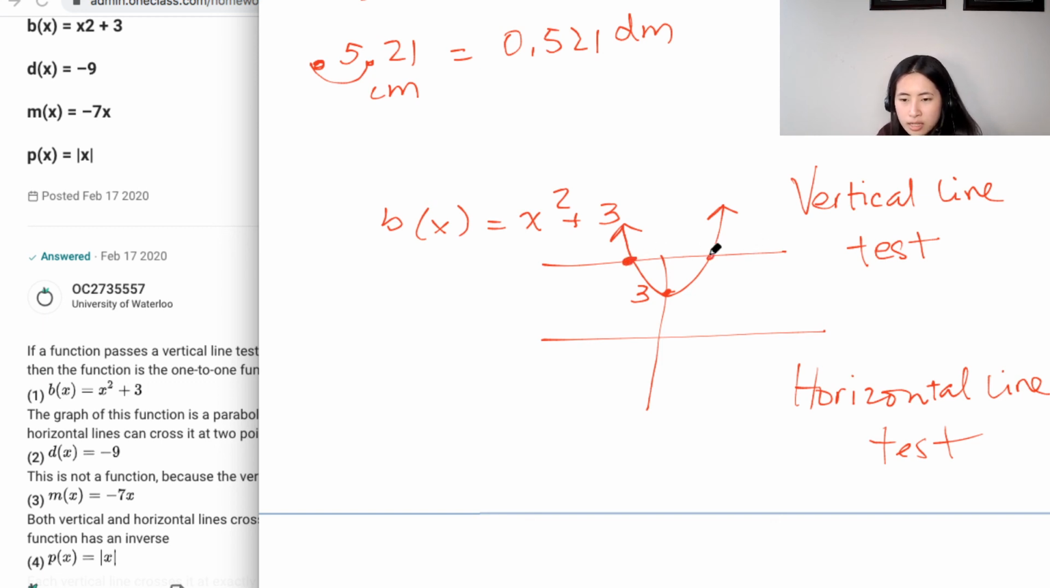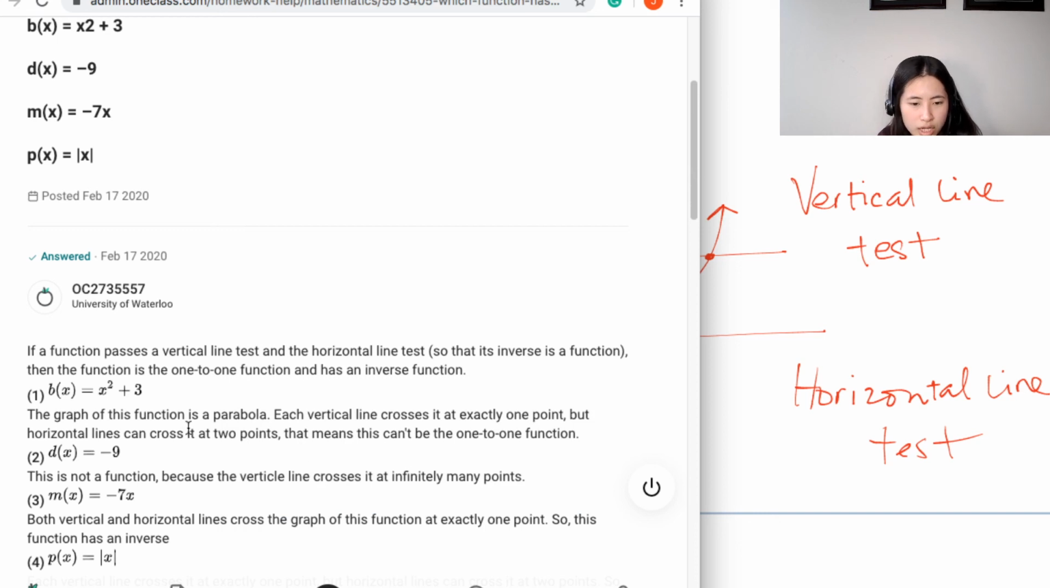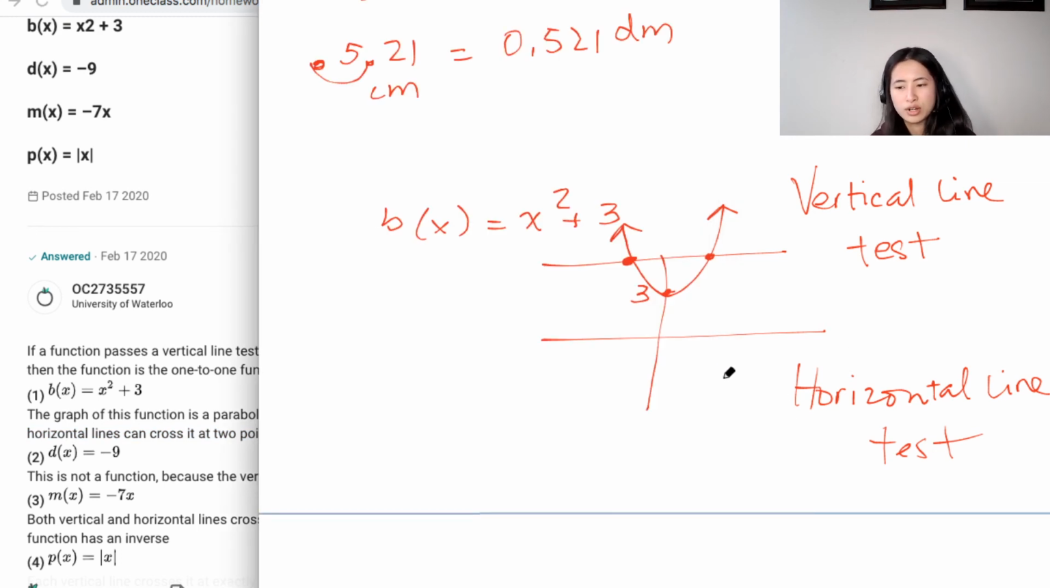If you have a horizontal line test and it passes through twice, that means, let's see what they're trying to say. Okay, so I guess this is for this part right here. It says the graph of this function is a parabola, that's right. Each vertical line crosses it at exactly one point, which we've illustrated. And for the other one, it says horizontal lines can cross it at 2 points, which we've also seen. So it's not a one-to-one function, therefore you don't have an inverse.